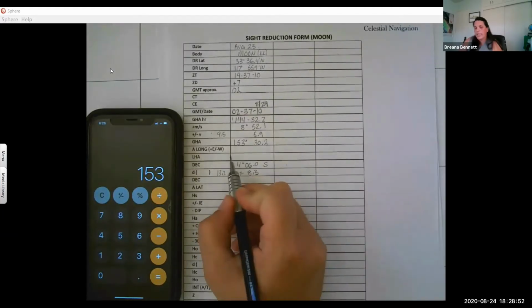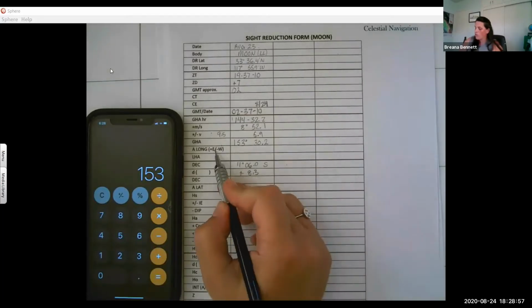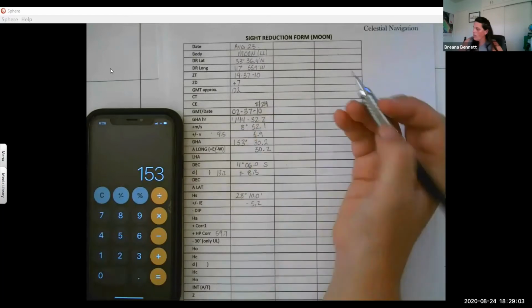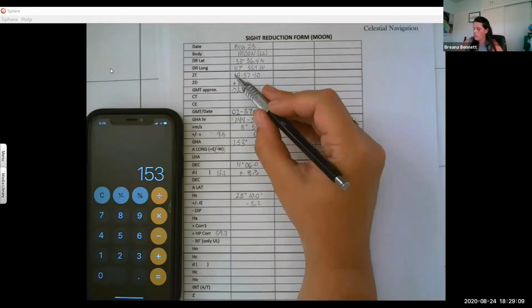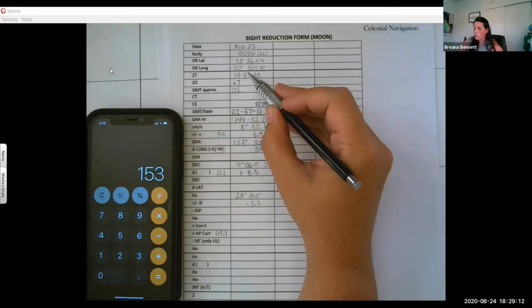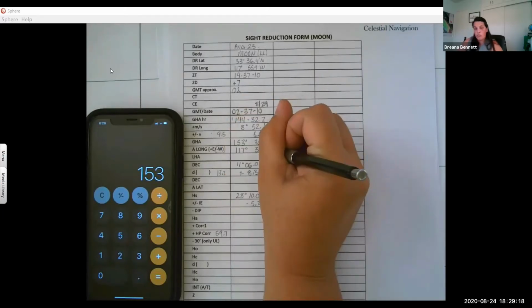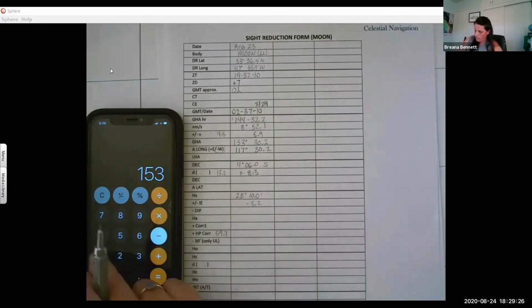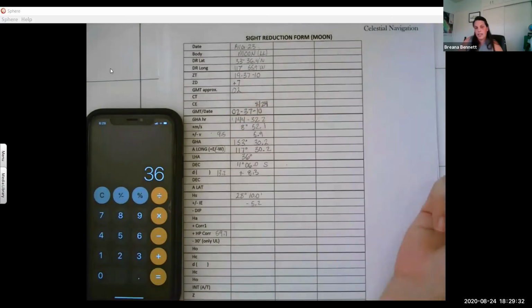And we want our LHA to be a whole degree. So we're going to subtract our western longitude at 30.2. My DR longitude is 117.55. So I'm going to use 117 as my assumed longitude. So then I have these cancel out. I have 153 minus 117 gives me 36 degrees as my LHA.